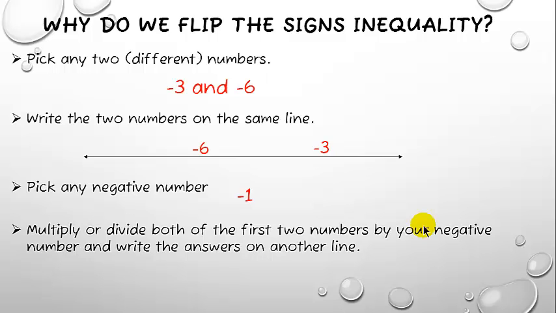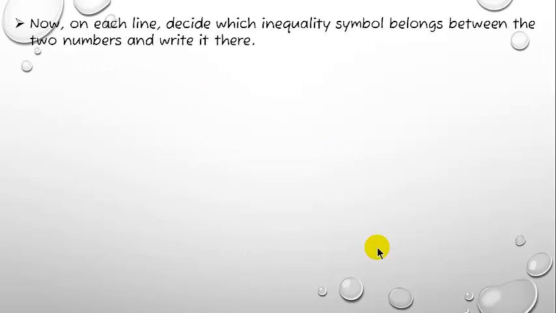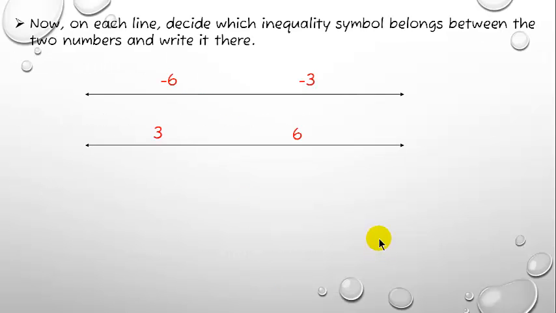I'm going to pick multiply because it's easy again. So minus 1 times minus 3 is 3. Minus 1 times minus 6 is 6. And I'm going to plot them on a number line. So I have 3 and 6. Now on each of those number lines, we're going to decide which inequality symbol belongs between the two numbers. If I have minus 6, that's less than minus 3. So let's pop our less than in. If I've got 3, that's less than 6, so I'm going to pop that inequality sign. So fixing that up, I have minus 6 is less than minus 3. That's the numbers we started with.